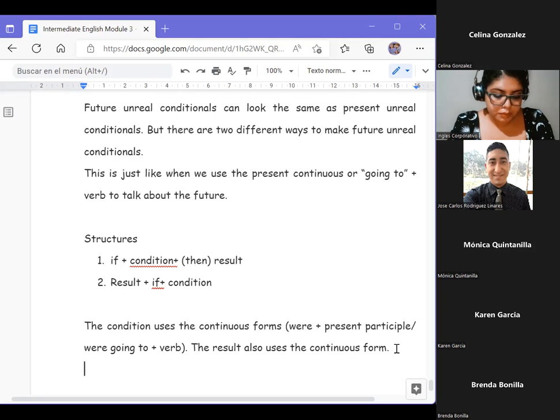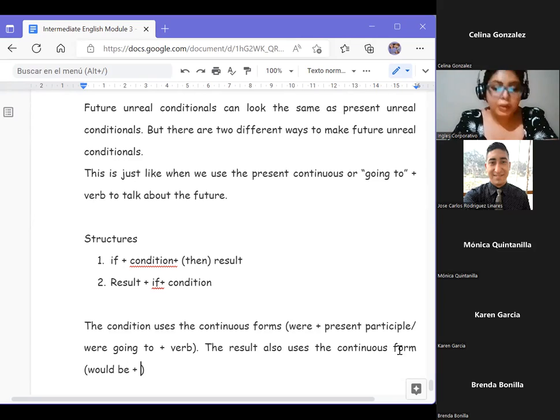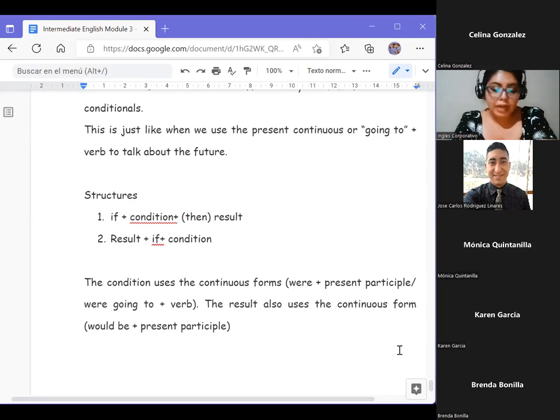So, let me see. Then we have that in this part, we need a structure also. That is, the result also uses the continuous form, and we have will be plus the present participle. And it says a present participle is formed by adding ing to the end of a verb. In this case, we are talking about that. This is the continuous, and you can also spell it like that, the continuous.